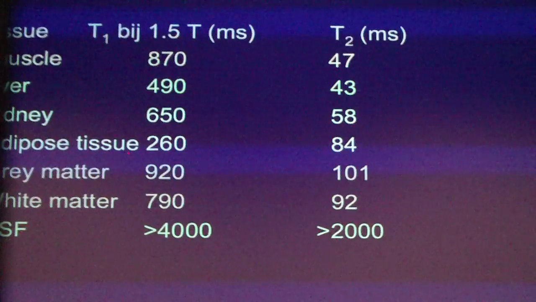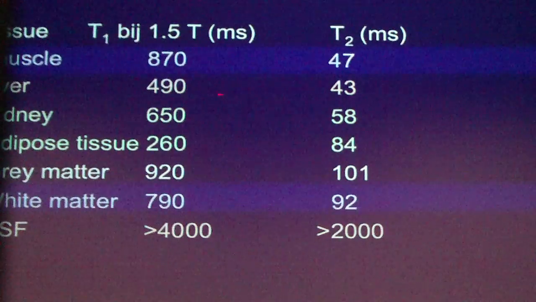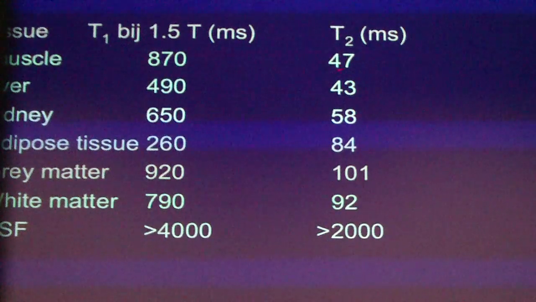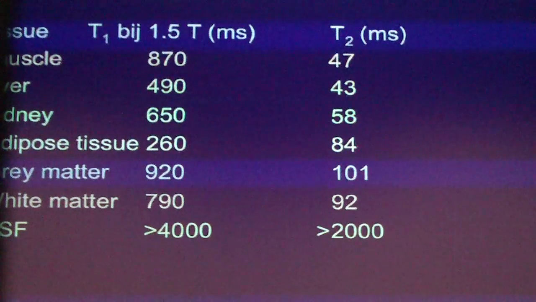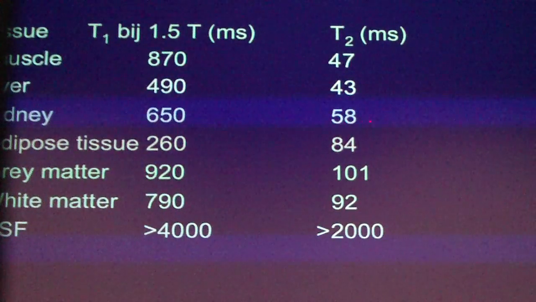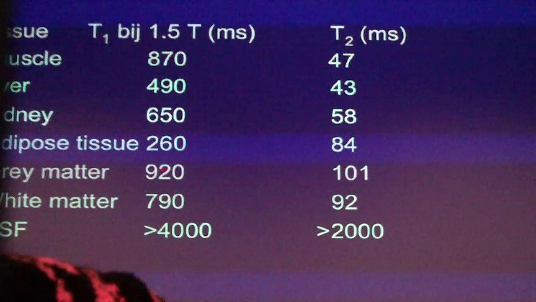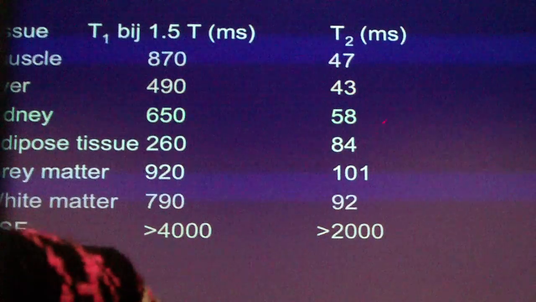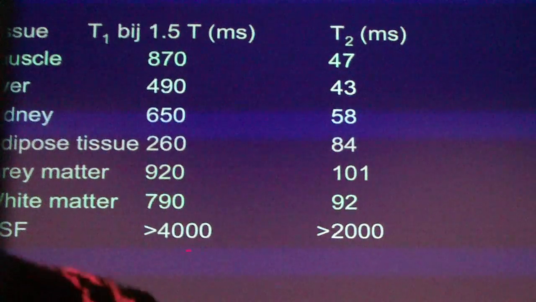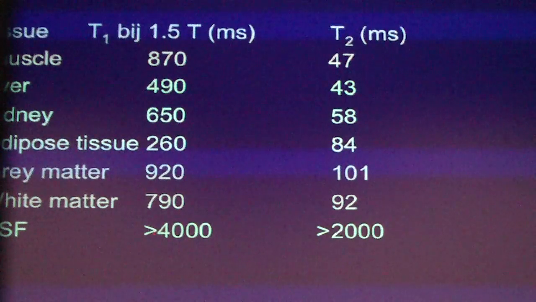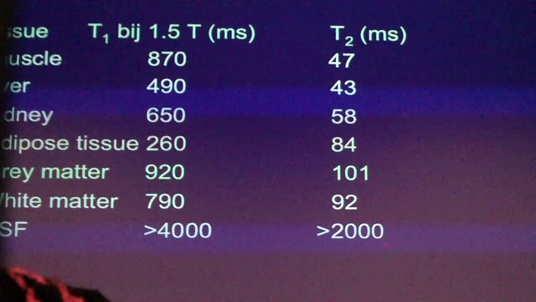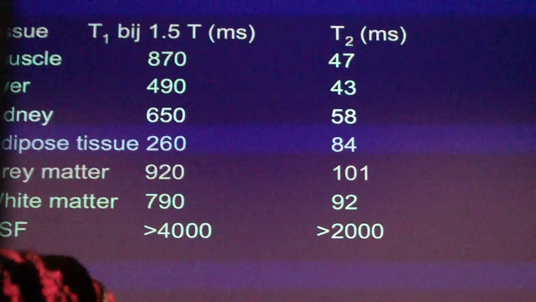The same is actually true for T2 weighting. For muscle, you have quite a short T2, and for adipose tissue, it's longer. So there you also get differences, and very extreme it's with the CSF, with very long relaxation times for T1 and for T2 much longer than the other tissues.